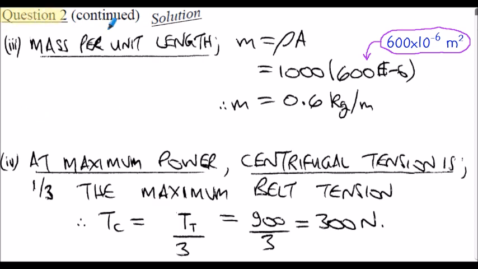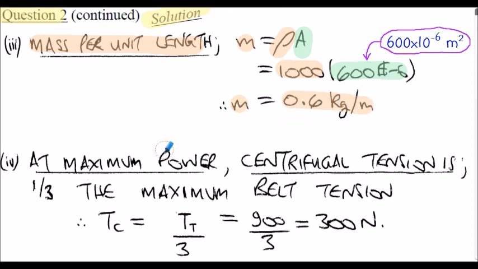Question 2, solution continued. Here's my calculation for mass per unit length, lowercase m. That's the density multiplied by the cross-sectional area of the belt. So inserting the values, the mass per unit length is 0.6 kilograms per meter.